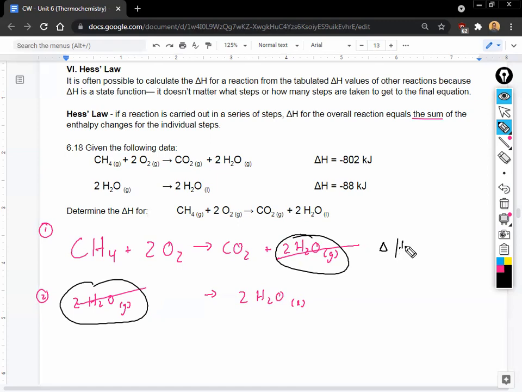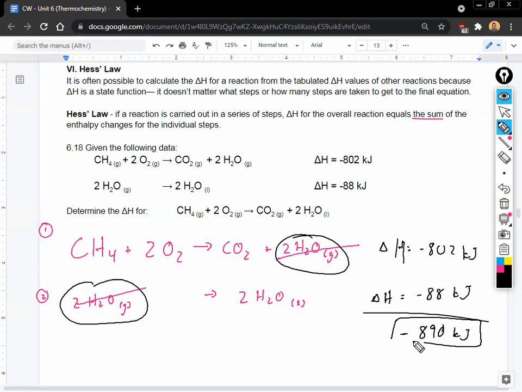We said that the first delta H is equal to negative 802 kilojoules, and then the second delta H is equal to negative 88 kilojoules. And so since we took this and turned it into this, this is basically the second equation that occurred. The delta H for this equation is basically gonna be the sum. So we just need to add this together. We're gonna do 802 plus 88, and that should give us negative 890 kilojoules. And that's how you do it. So the delta H for this equation right here is going to be equal to negative 890 kilojoules. It's just the sum. We just need to add up the delta H's of the reactions you need to make it happen.